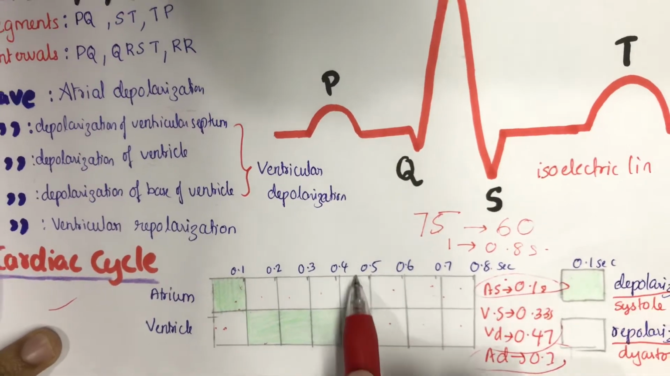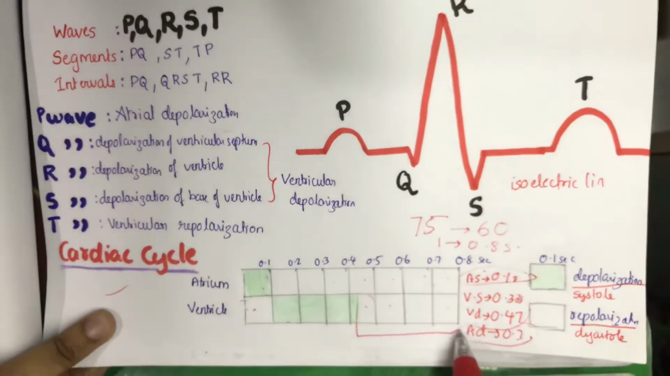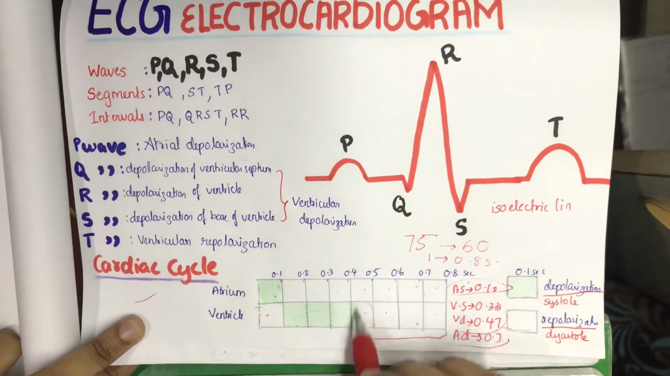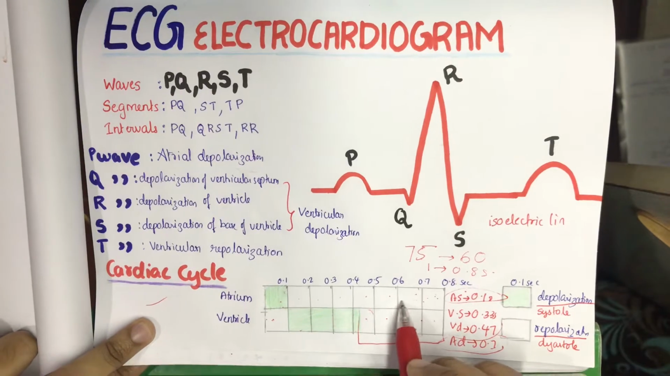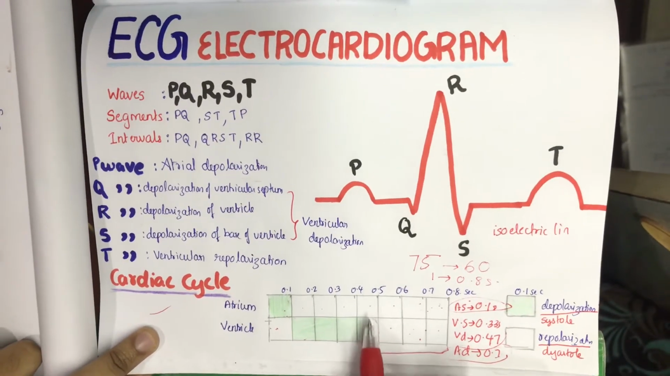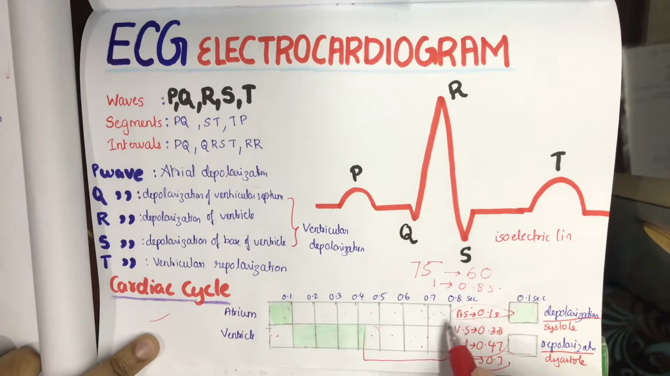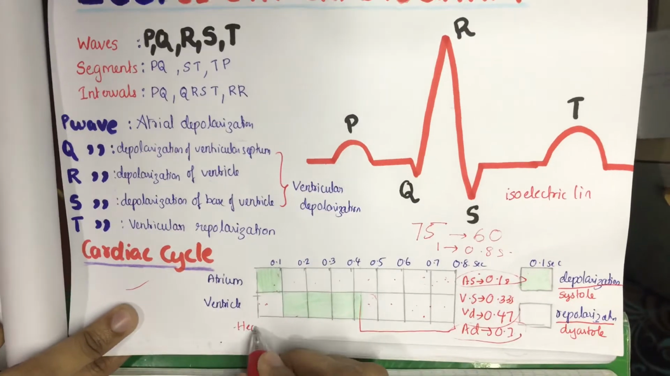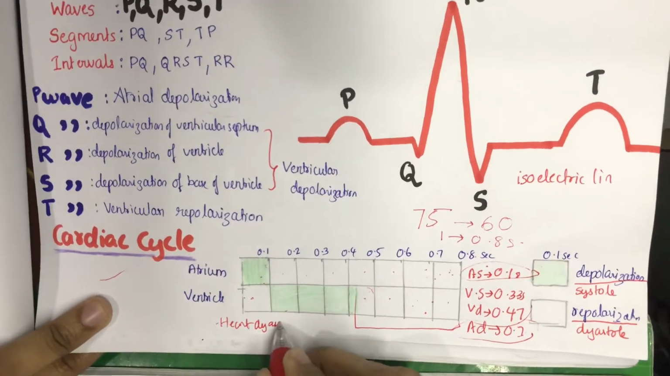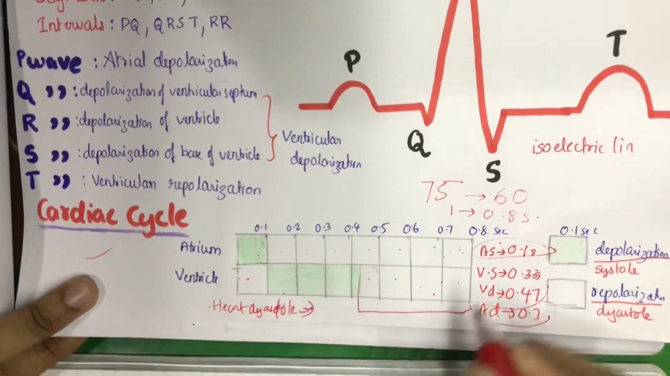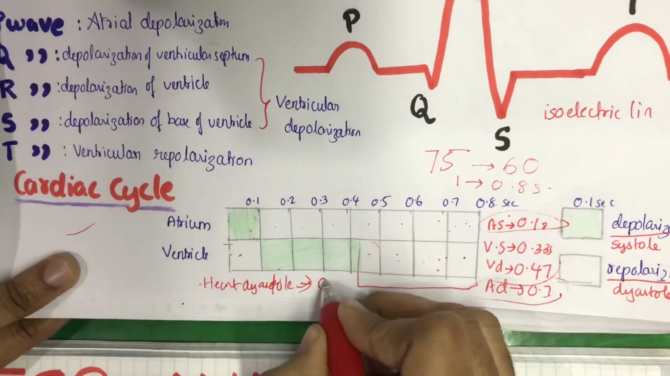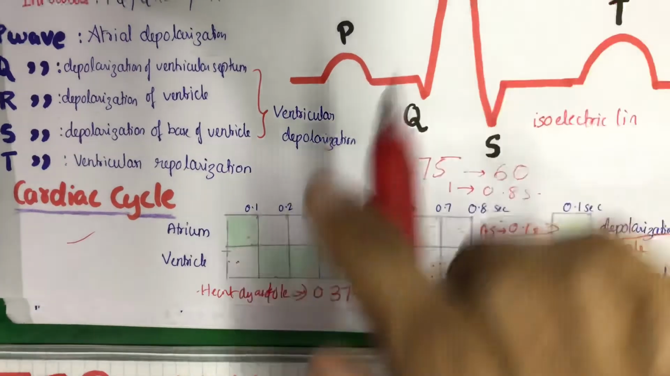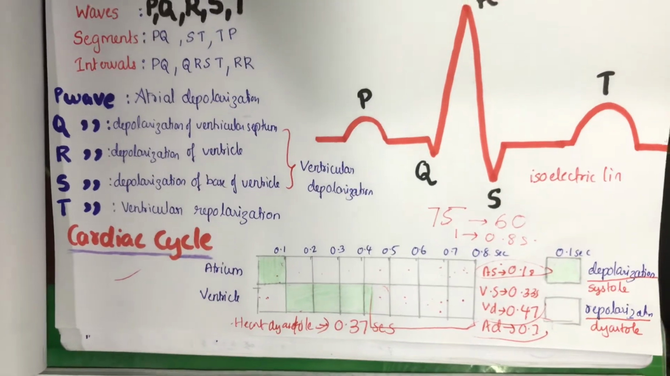But we can see that at this particular time, the whole heart is relaxing, and the time of the whole heart relaxing is 0.37 seconds. We can call this the time of whole heart relaxing, like heart diastole. Here diastole is 0.37 seconds. And so you got to know about the atrial systole and ventricular diastole.